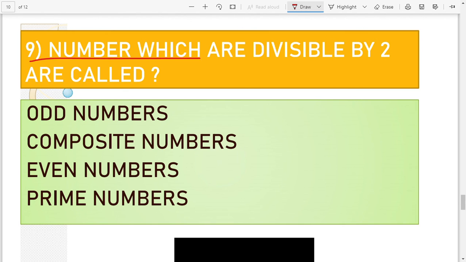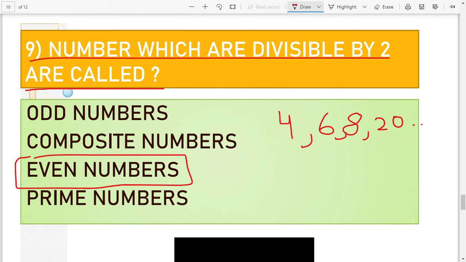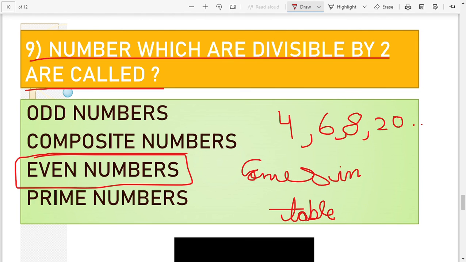Ninth question. Numbers which are divisible by 2 are known as. See, numbers like 4 is divisible by 2, 6 is divisible by 2, 8 is divisible by 2, 20 is divisible, and so on. They are called even numbers. The numbers which are divisible by 2 and which come in the table of 2 are also known as even numbers. So option 3 is the right answer.